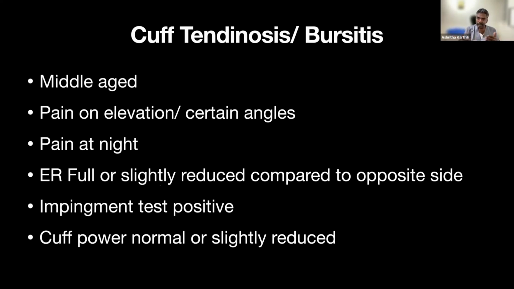But most of the time, these tendinosis patients present with symptoms like this. Pain on elevation, not on all ranges. Pain is only on elevation or certain angles. They'll come and tell you. Pain is at night, obviously. This is similar to frozen shoulder. But next thing is external rotation will be full, or it will be slightly reduced compared to the opposite side. It's not like the frozen shoulder where it is grossly restricted. Impingement test will be positive. Cuff power might be normal or slightly reduced depending on the pain of the patient and how you test. So this is tendinosis, bursitis.